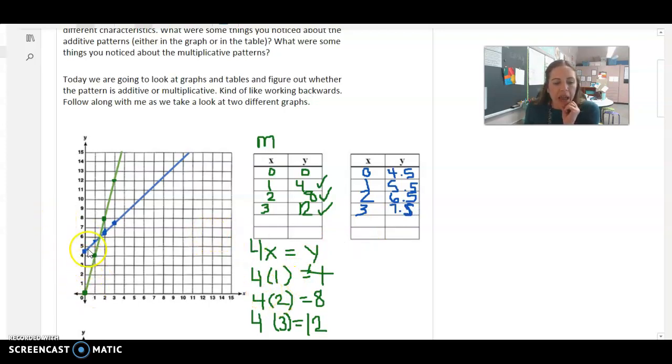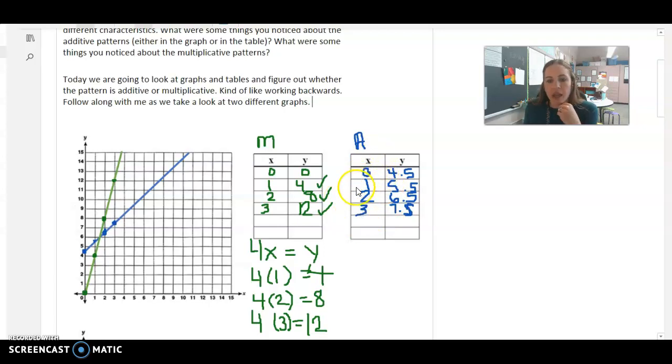So which of our patterns did not go through the origin? Because our blue line does not go through the origin, does it? No, it passes the y-axis above the origin. It passes the y-axis at 4.5. Do you remember which pattern did not go through that origin? Our additive patterns never went through the origin. Because every time you add a number to 0, you're going to get another number besides 0, right? So I have a feeling that this pattern is additive.